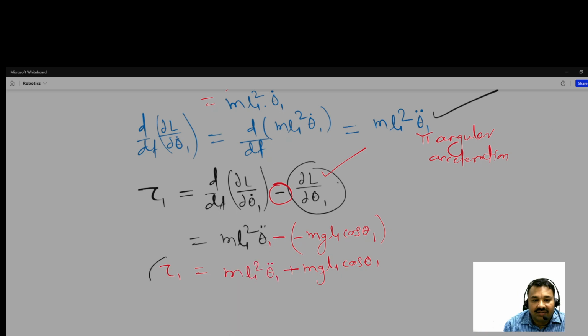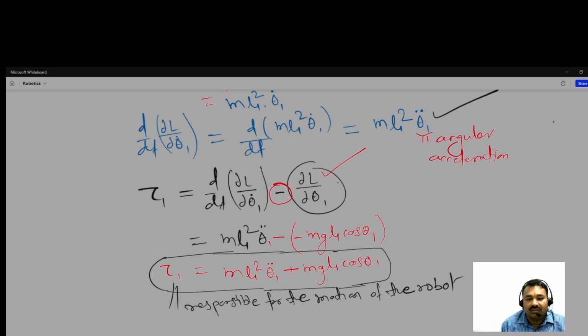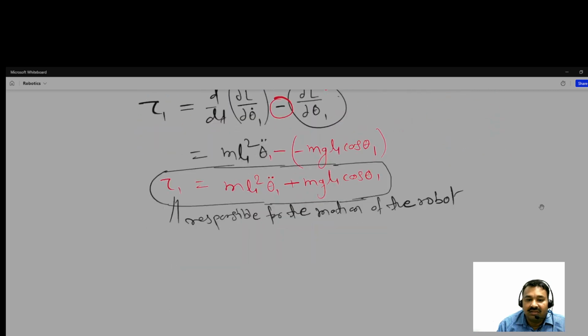You can call it the governing equation or the torque equation, which is responsible for giving the moment to the manipulator. This tau is responsible for the motion of the robot.